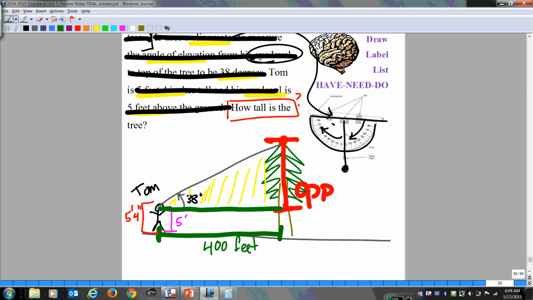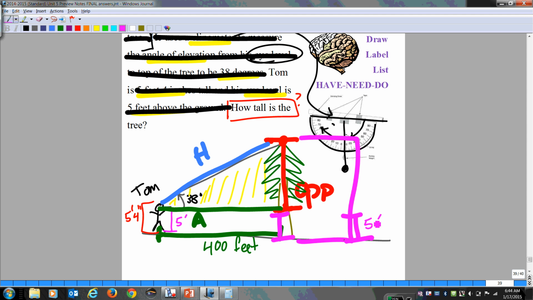And this would be our adjacent. And this would be our hypo. Now, ultimately, we want the height of the tree, but notice the height of the tree consists of both the opposite and this little piece right here, which we have to account for. That's 5 feet. We'll talk about that at the end. But first, we're going to find the opposite, which is going to be our x.